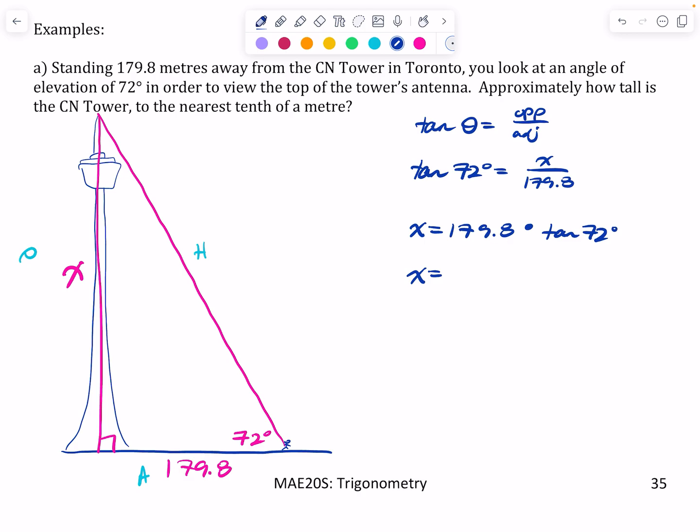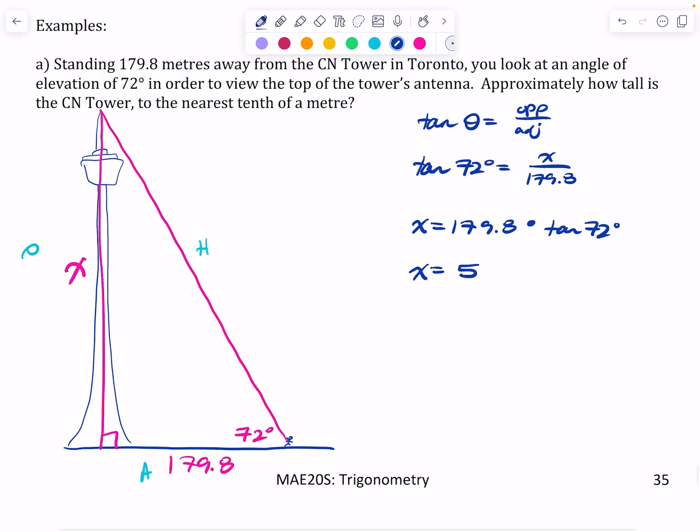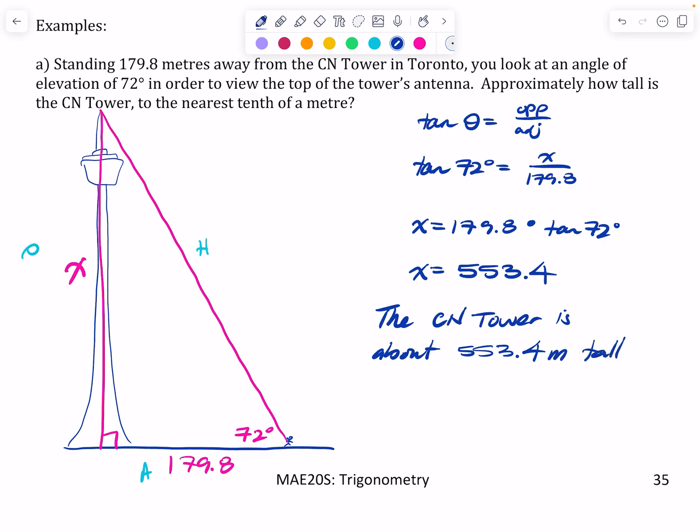See what you get. Make sure it's the same as whatever I get. Nearest tenth of a meter, I'm getting 553.4. And then one other thing, because this is a question in context, we have to give an answer in context. So we just need a full sentence. The CN Tower is about 553.4 meters tall. Boom, done.